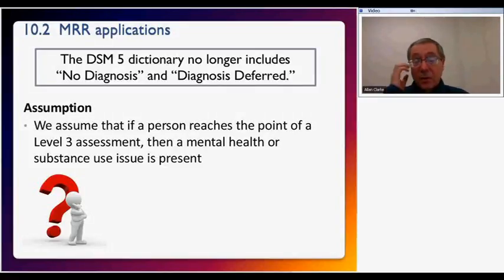Now, if there was a case where there was no diagnosis, then you probably have some kind of Axis 4 type of presentation, where there's some kind of social problem, and of course you can code for that as well.